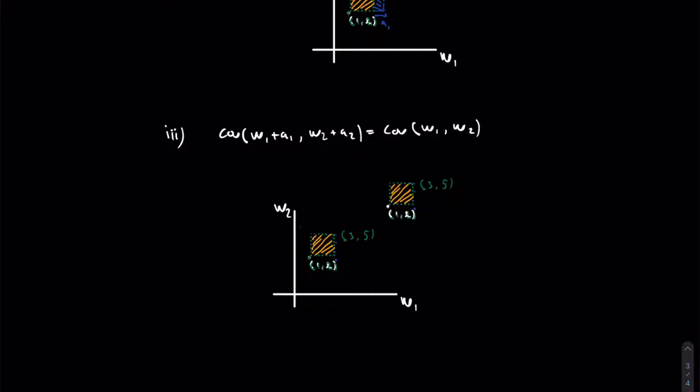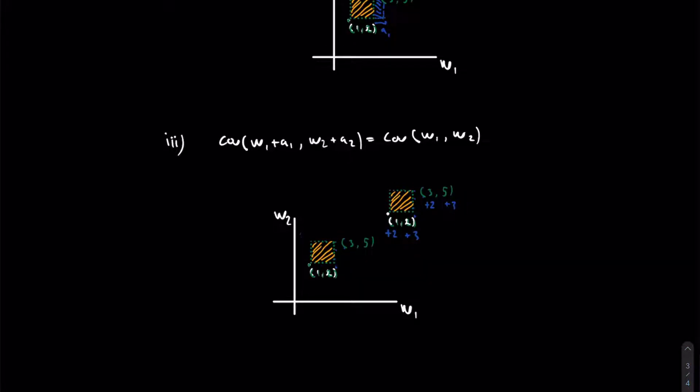So we might add plus 2 here if A1 is 2. And then it should be the same here, plus 2. And then we might add 3, which would be plus 3. And that means that the positions of these scalars just basically shifted.